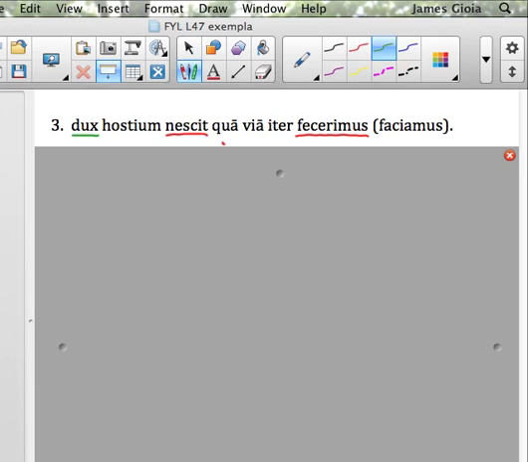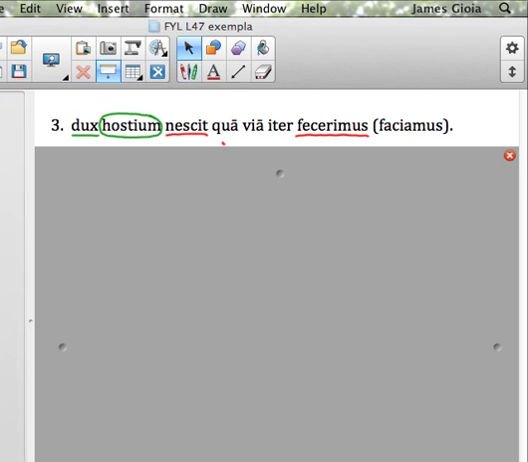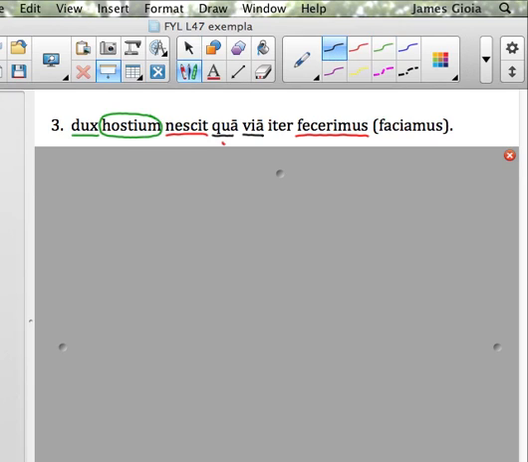Dux, of course, from dux, ducis, is nominative. Hostium, from the third declension hostis, must be genitive. Qua via is actually going to be ablative, okay, and they agree. This is an interrogative adjective agreeing with via. The word iter actually has a couple of possibilities. Could be nominative or accusative because it's neuter, but if I look at the -mus here, I know the subject must be we, and iter is not a we, so iter must be accusative.